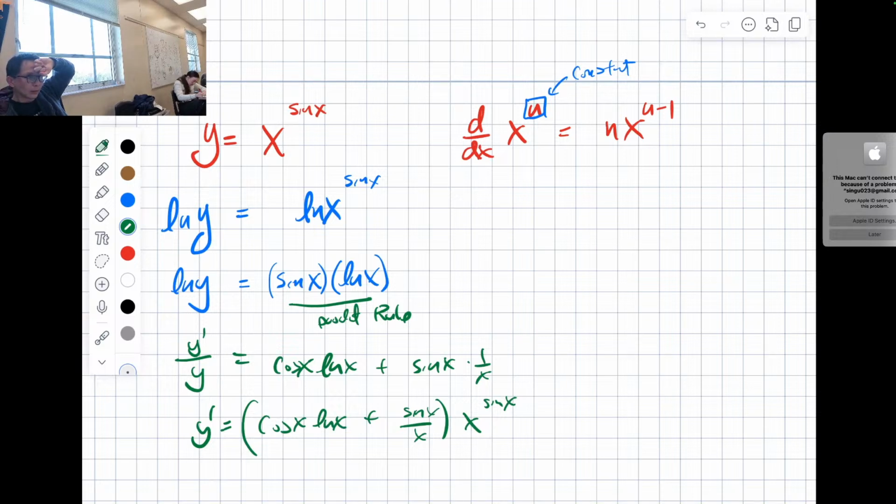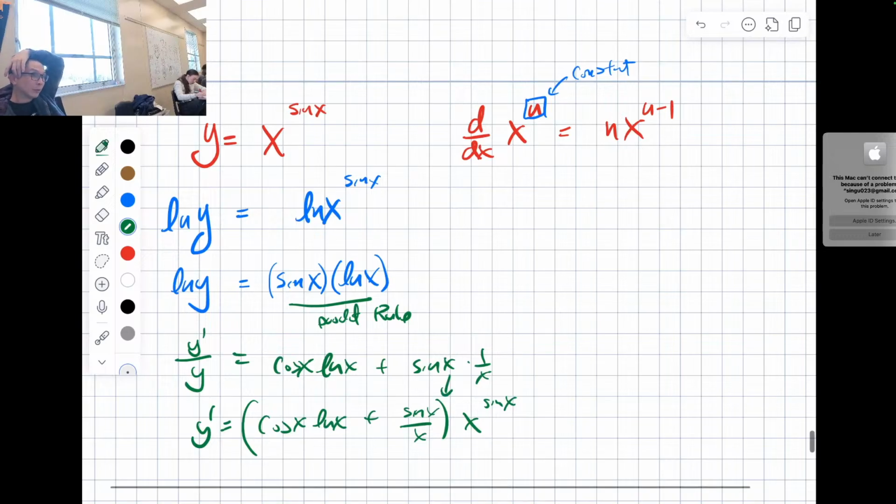If I left it as sine times 1 over x, would that be counted wrong on the test? No, that's fine. But you had to have a parenthesis. This parenthesis is very important. Without a parenthesis, that's wrong.